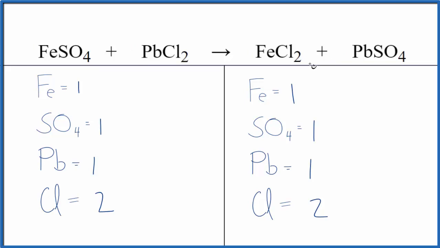If you wrote the states, they would look like this. Iron 2 sulfate, that's moderately soluble, and lead 2 chloride, that's slightly soluble. We're going to call it soluble here for this equation. We get the soluble iron 2 chloride, but this PbSO4, that's lead 2 sulfate, that will be a solid, so that'll be our precipitate in this reaction.